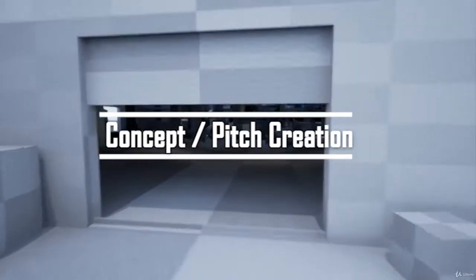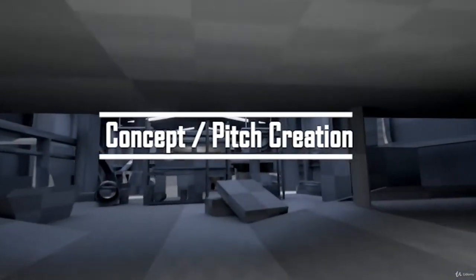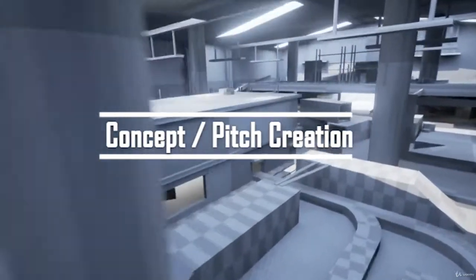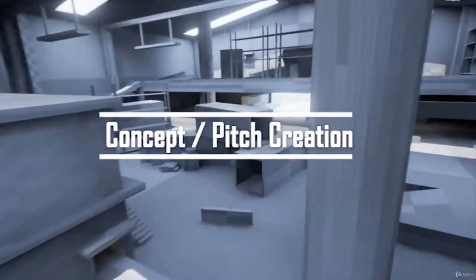The next one we'll talk about is concept, pitch. So here we look at how to generate and cultivate ideas from their initial inception to writing out a full-blown pitch document. This section allows you to create your concept that will be pushed throughout the entire course.